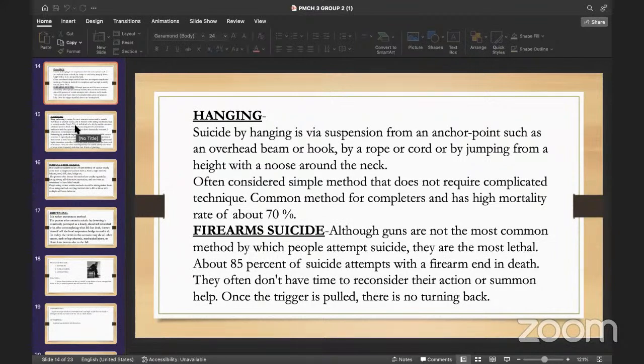Firearm suicide. Although guns are not the most common method by which people attempt suicide, they are the most lethal. About 85% of suicide attempts by firearm end in death. They often don't have time to reconsider their action or summon help. Once the trigger is pulled, there is no turning back.